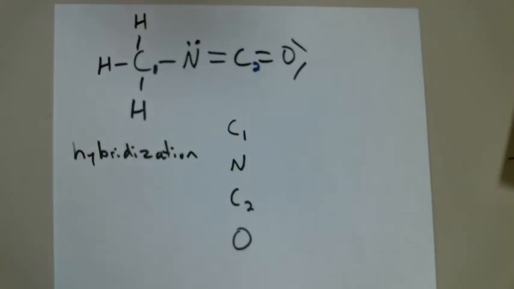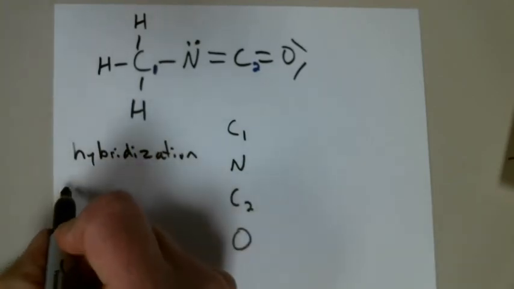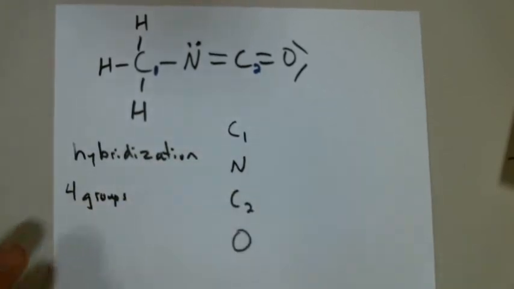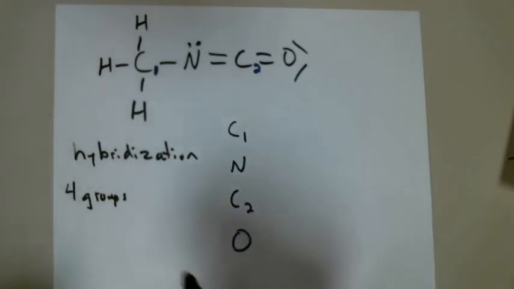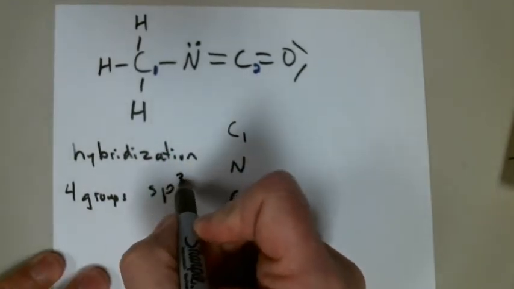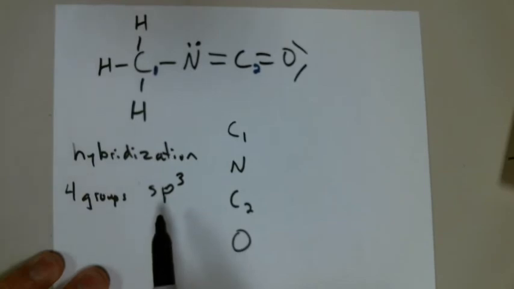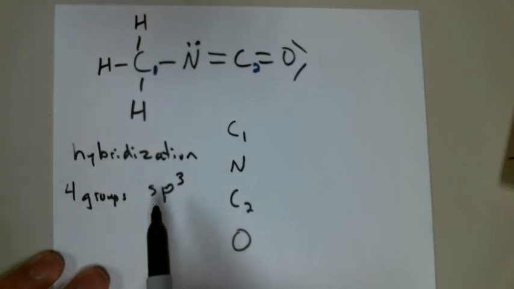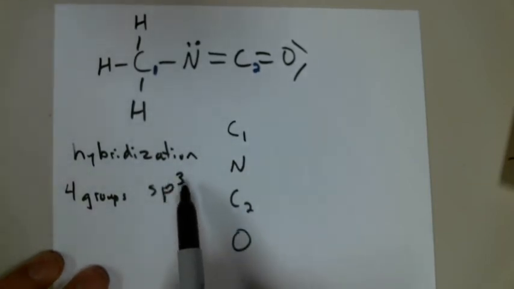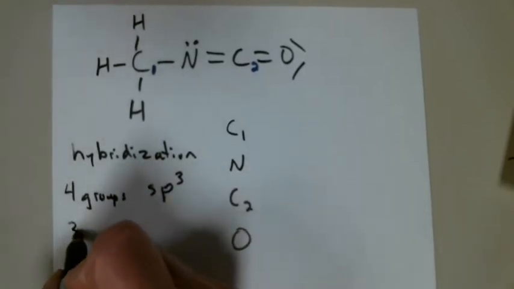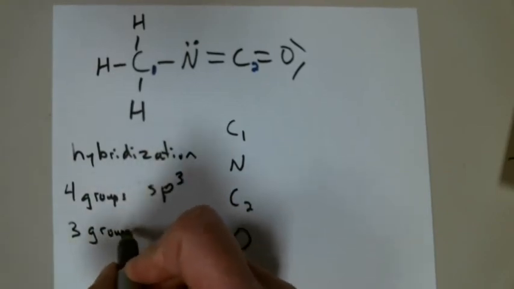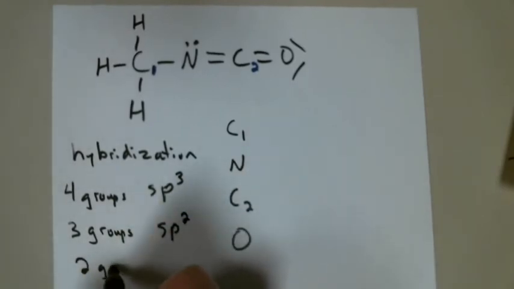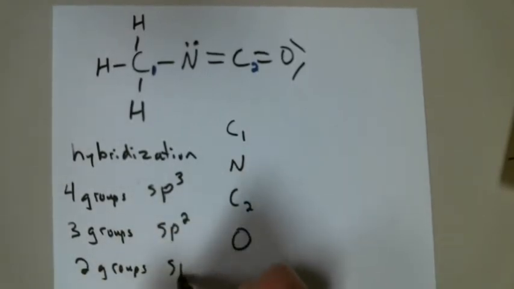Remember, the way we're going to do hybridization is if we have 4 groups, and this is a summary table that's, of course, in your notes, 4 groups is going to be sp3 because it requires 4 equivalent orbitals. The s and all 3 of the p's add up to 4 equivalent orbitals. And then if we have 3 groups of electrons, then it's sp2. And if it's 2 groups, that's sp.